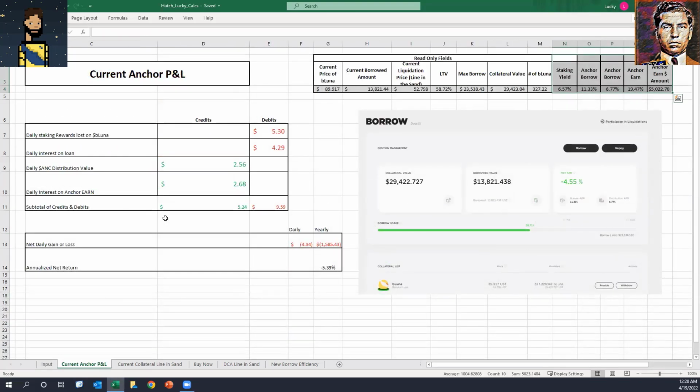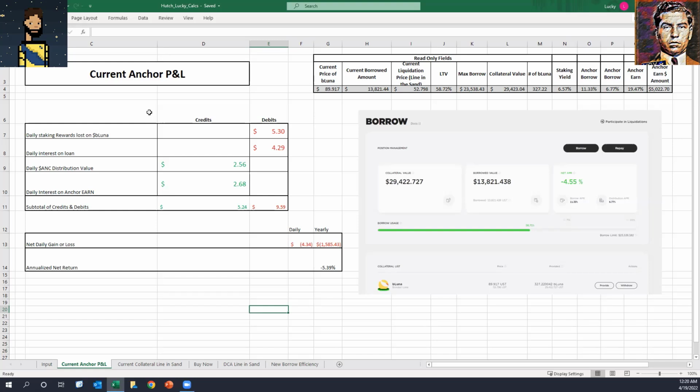So what do we got here, Hutch? What are we looking at? Yeah, so this is going to break down daily the credits and debits. That's what a P&L is. It's otherwise known as a cash flow statement, your profit and loss statement. You have a balance sheet, which is your assets and your liabilities, but then you have a P&L, which shows cash flows. And this is going to show the daily movement based on those inputs we put in.